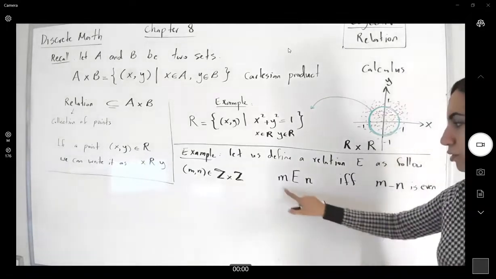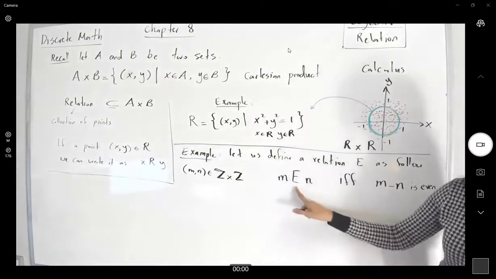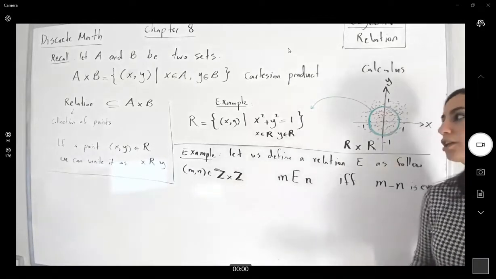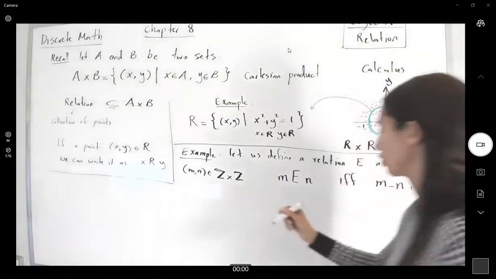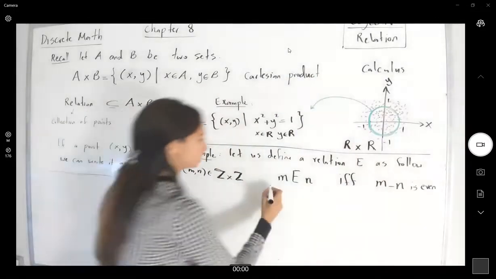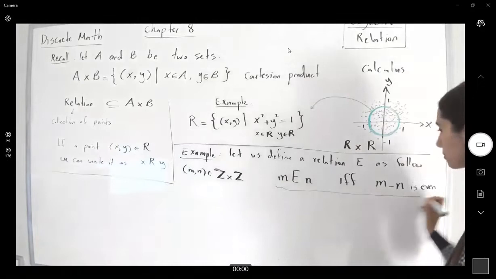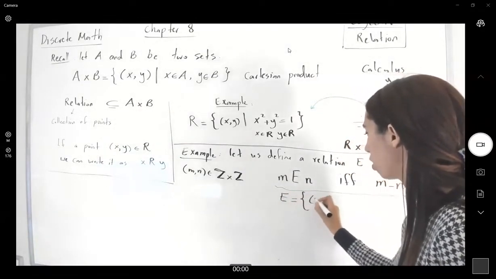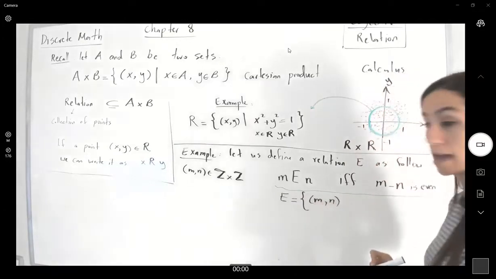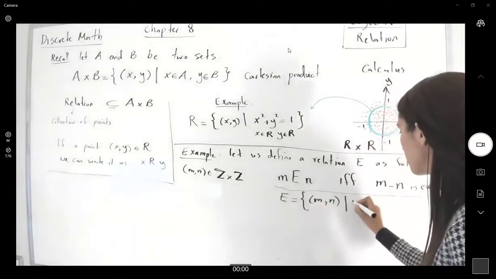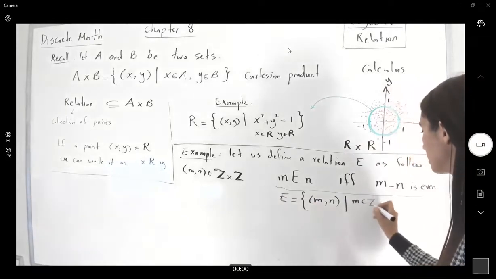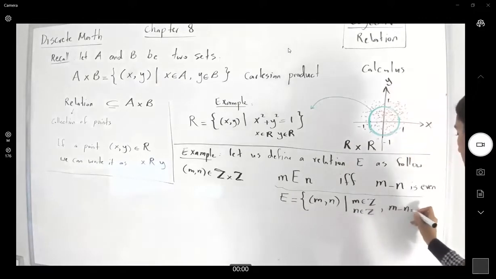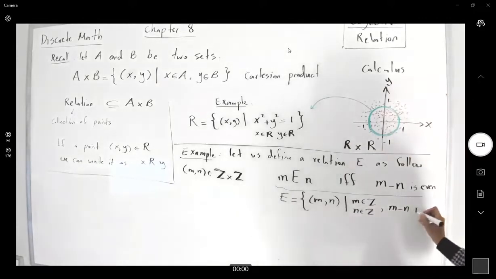So what are we trying to do? We're trying to build this relation. How do we represent this relation? Using set notation. So we're going to define, this is equivalent to saying that, hey, E is equal to the set of all ordered pairs M and N, such that M is in Z, N is in Z, and M minus N is even.